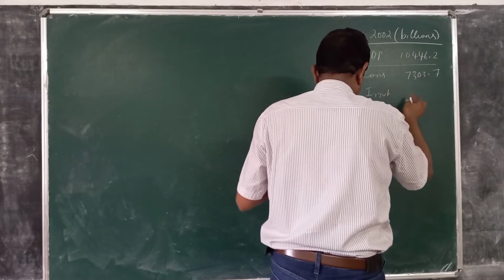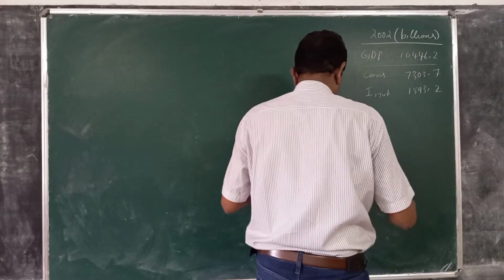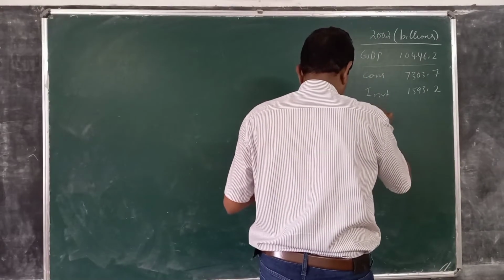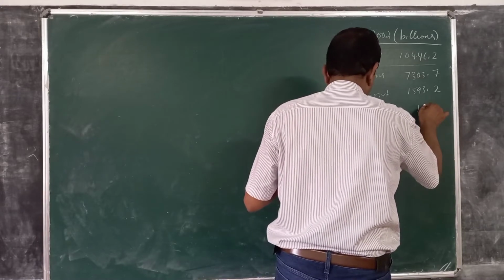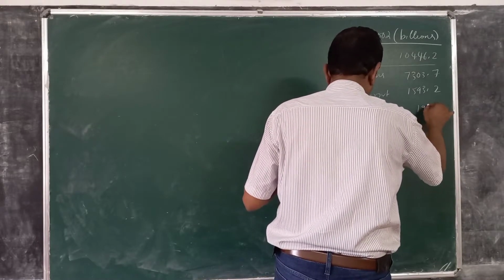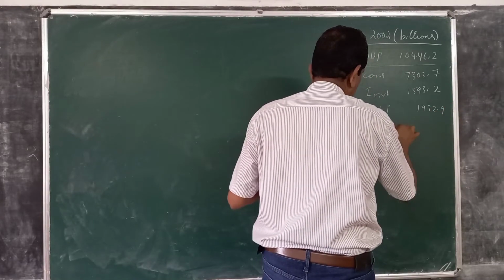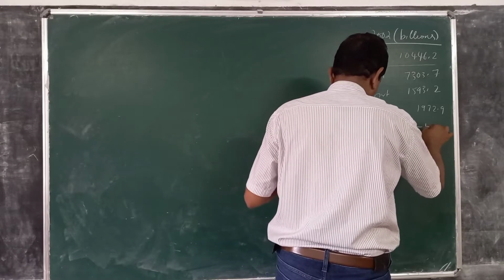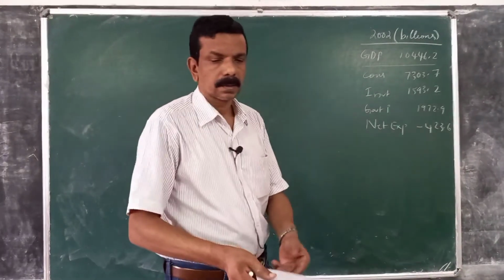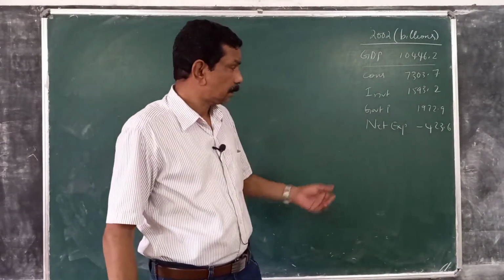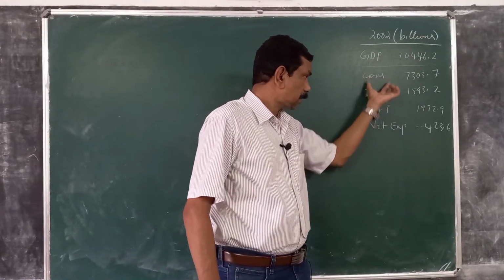Investment component is 1593.2. Government purchases 1972.9. Net exports minus 423.6. So for the US economy in the year 2002, this was GDP. These are the four components.